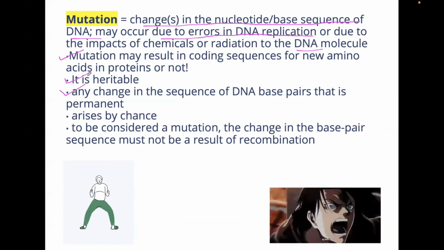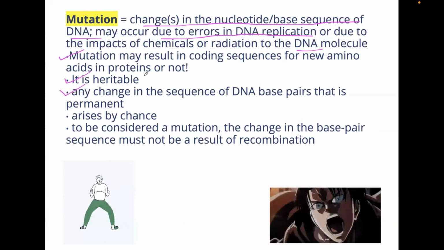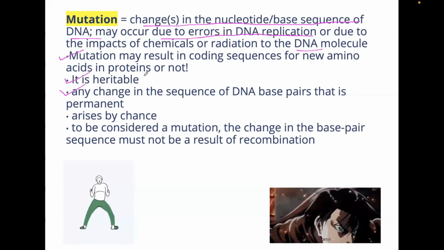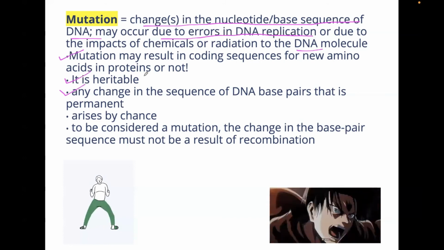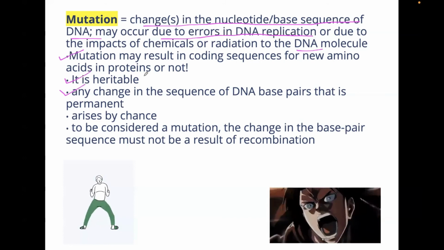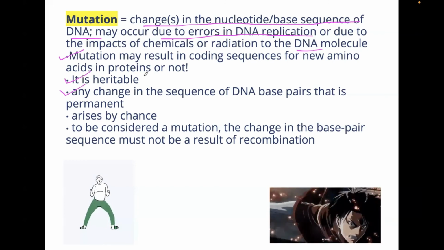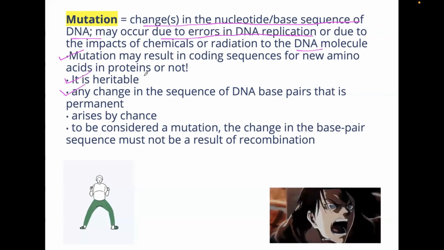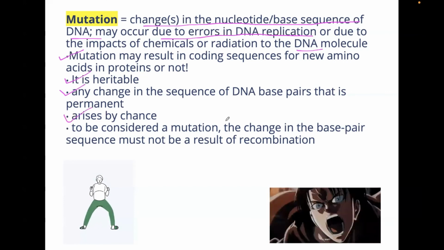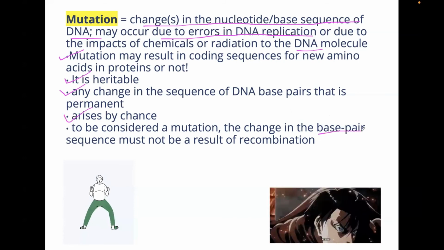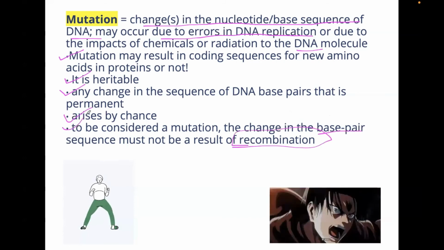Pag nagkaroon ng permanent changes, automatically yung unang change doon sa DNA, yung mga susunod na DNA replication, makukuha na niya yung template, diba? Sa DNA replication, yung template of the old or parental strand, mamamana na siya ng mga daughter cells or ng mga daughter strands. Yun na, sunod-sunod na yun. It arises by chance. And then to be considered a mutation, the change in the base pair sequence must not be a result of your recombination.